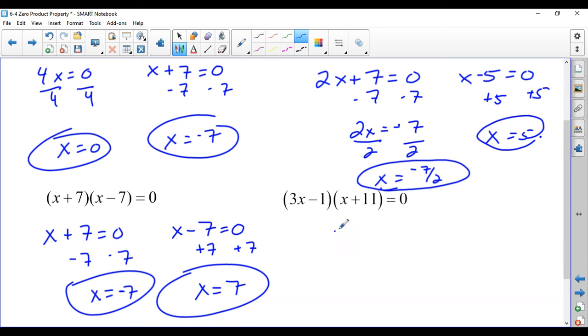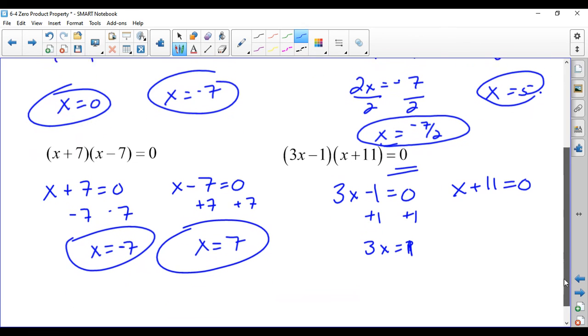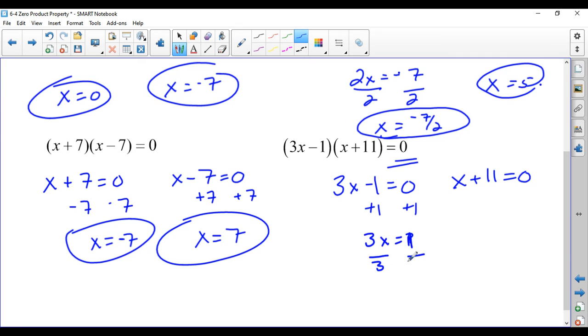Last one, 3x minus 1 and x plus 11 are my factors. And again, they multiply to equal 0. So I set each one equal to 0. Here I would add the 1 first. I get 3x equals 1. And then I'm going to divide both sides by 3. And again, leave the fraction. 1 over 3 is 1/3. I don't need to divide that out. And if I did, I would have to round or show the repeating decimal. Here I'm going to subtract 11. I get x equals -11.